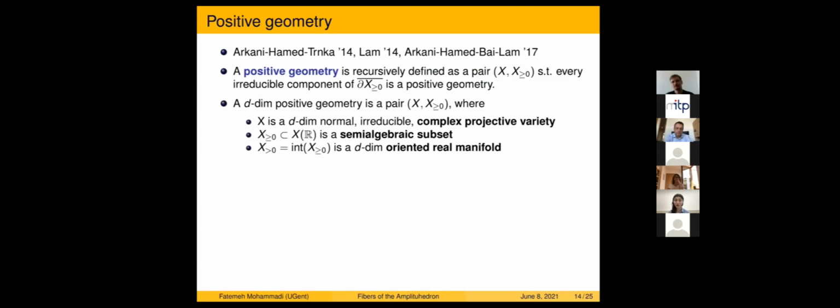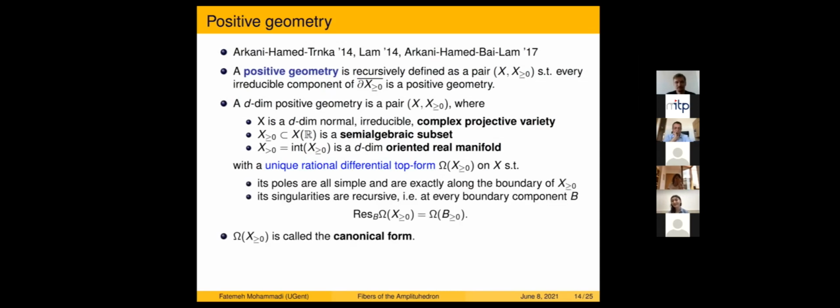More concretely, to define a d-dimensional positive geometry, you have a pair where X is a complex projective variety, and X_plus is a real subset, which is a semi-algebraic subset. It also has the property that the interior of this positive part is orientable. The positive geometry comes with a unique top degree rational form, denoted by omega of X_plus. That's called the canonical form of the positive geometry.